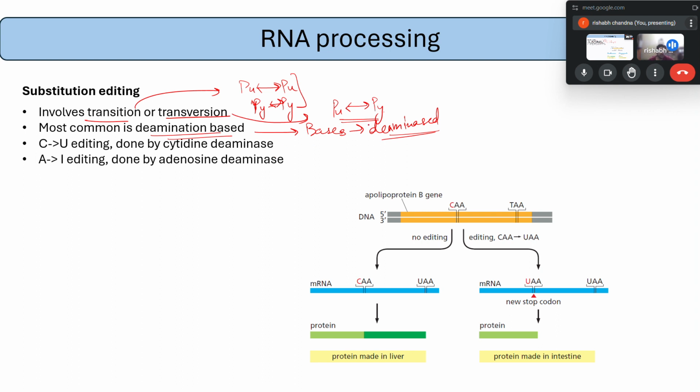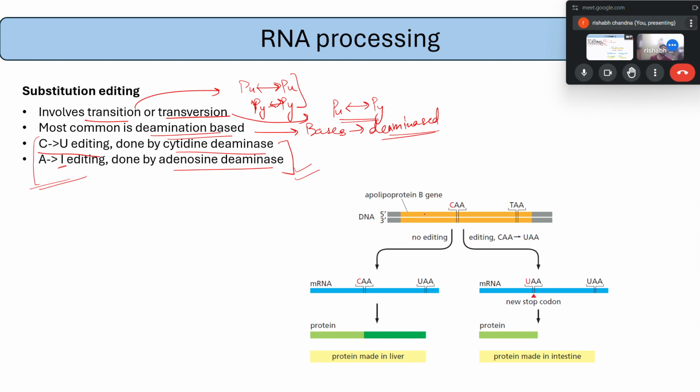Now, two types of substitution we have seen in different examples. Like we have C to U editing, okay, that is done by the cytidine deaminase, and A to I editing. This is inosine. So this is done by adenosine deaminase. These two editings are generally seen in the substitution editing. So there is an example of the apolipoprotein B.